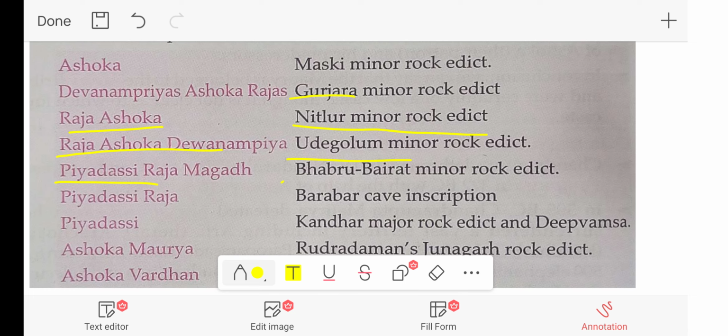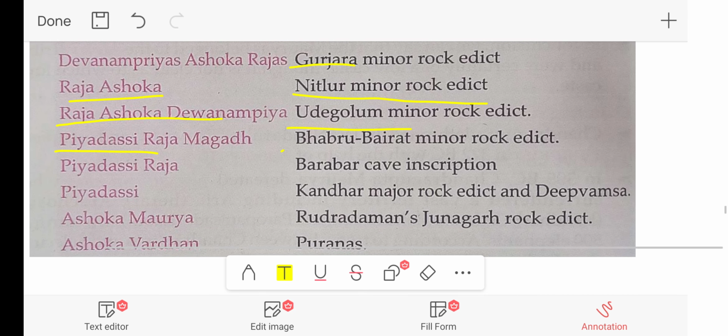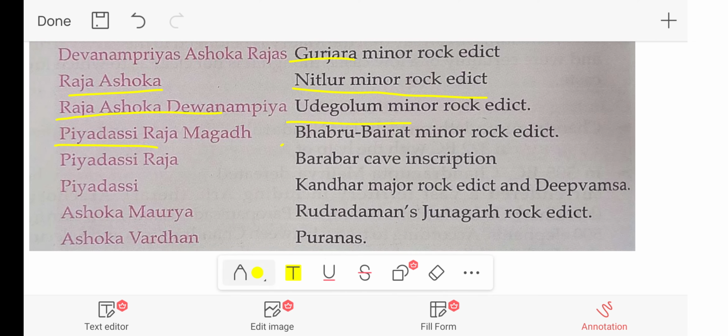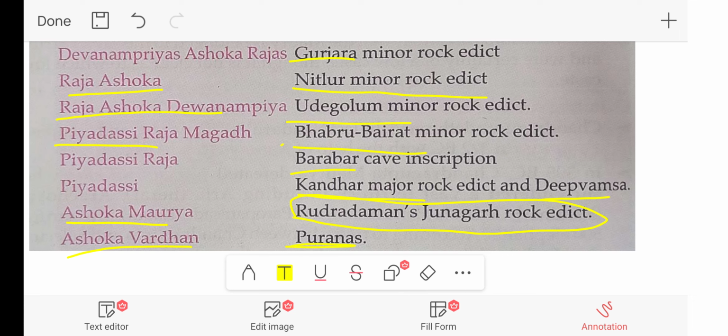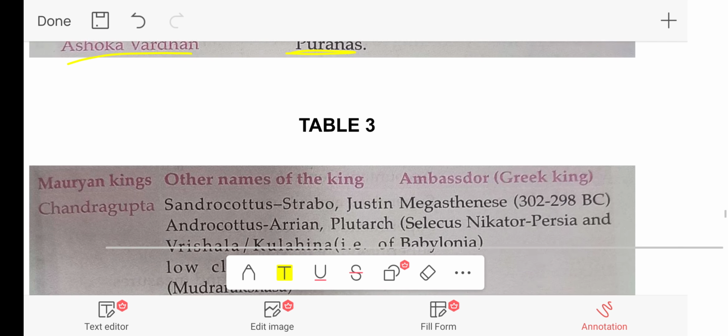Priyadasi Raj Magadha is written on Bhabru Berat Minor Rock Edict. Priyadasi Raja is written on Barabara Cave Inscription. Priyadasi is written on Kandhar Major Rock Edict and Devamsha. Next is Ashoka Maurya. It was written on Rudradaman's Junagadh rock edict. Ashoka Vardhan is written on Puranas. Last, Ashoka Vardhana is written in Puranas.